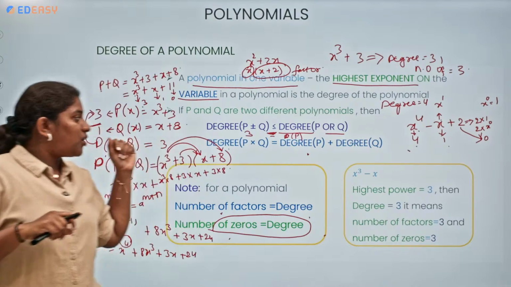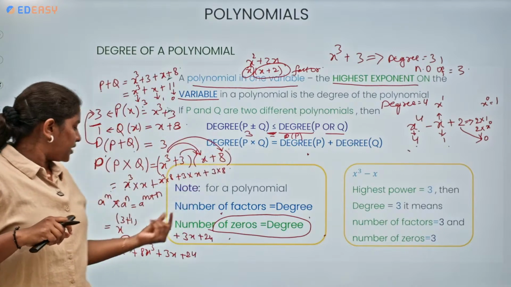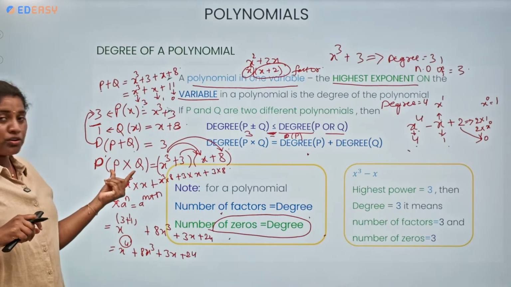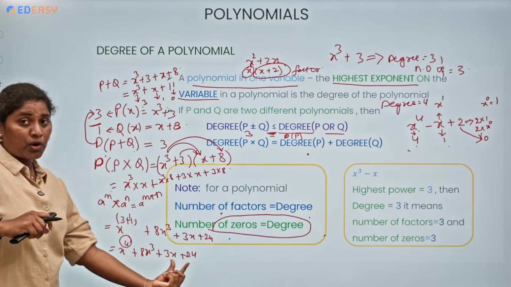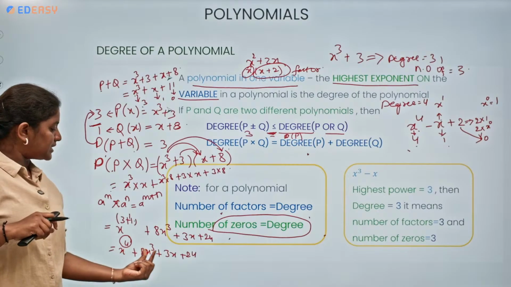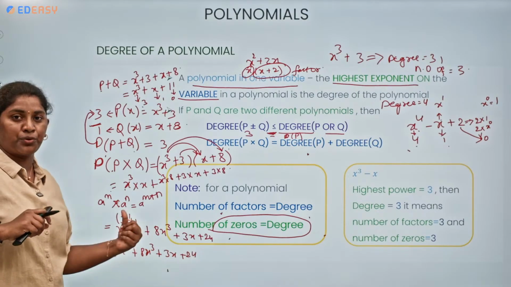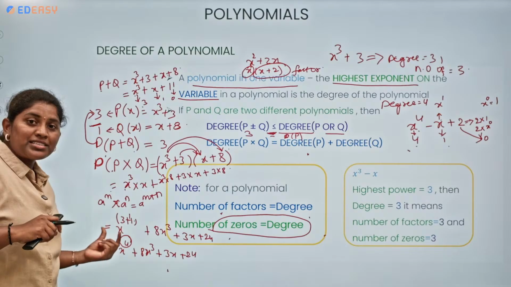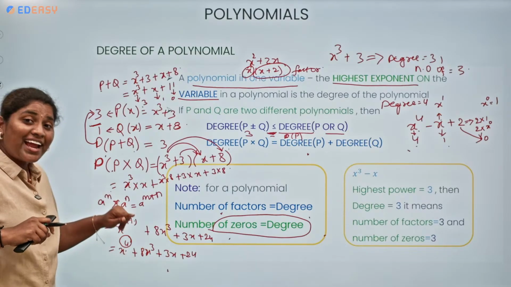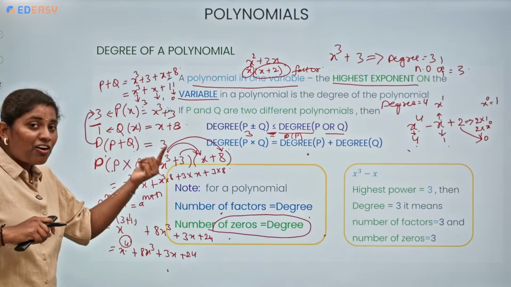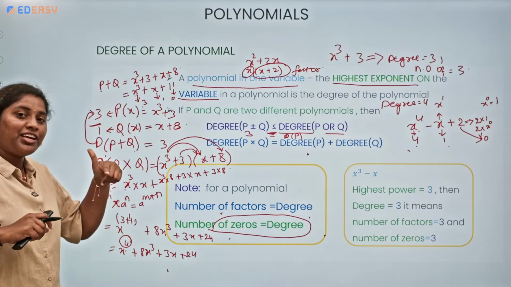Now coming to the multiplication also, I did the multiplication of two polynomials p and q here and I got my final polynomial as x to the power 4 plus 8x cube plus 3x plus 24. For this polynomial, what is the highest power? The highest power is 4, which is the addition of the degree of p and the degree of q.